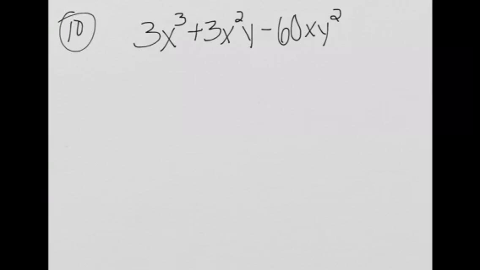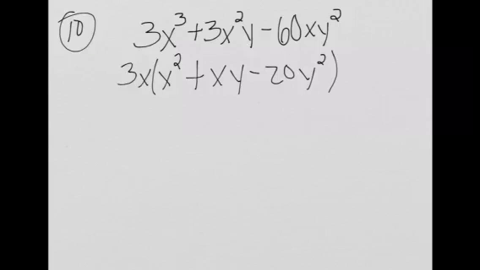Alright, number 10, again we're asked to factor. I notice first off that they have a GCF in common, which in this case is 3x. So we're going to take out the 3x. When I take out the 3x, I'm left with x squared plus xy minus, well, if you take 3 out of 60, you get 20y squared. That's just what we get when we first factor out 3x. Again, we've got to look at this middle part in parentheses and see if I can factor it. And it looks like we can, so I'm just going to drop down my 3x.